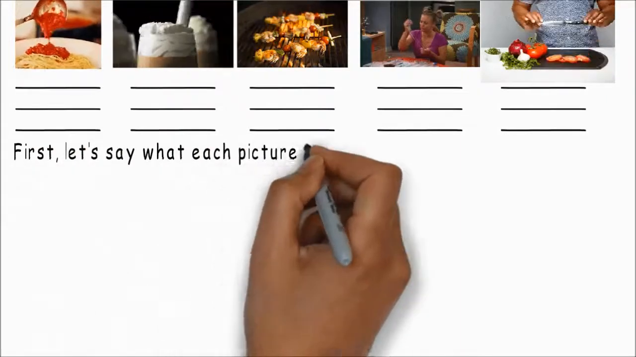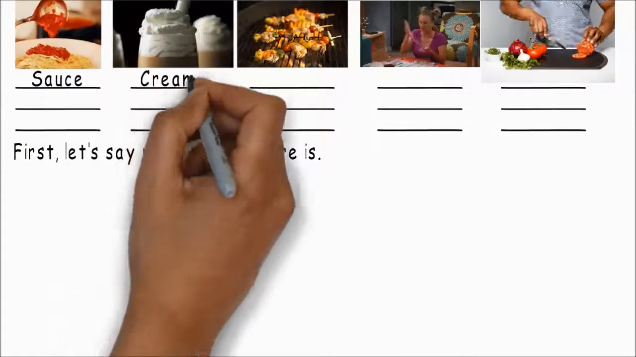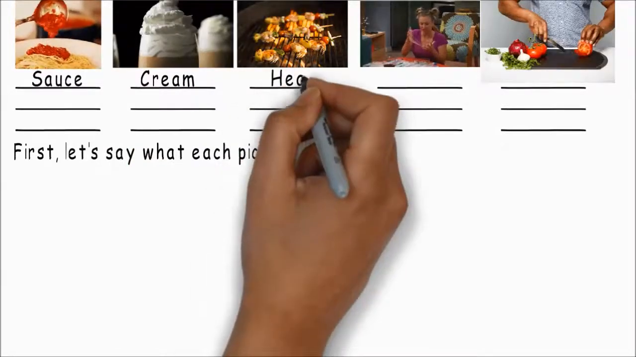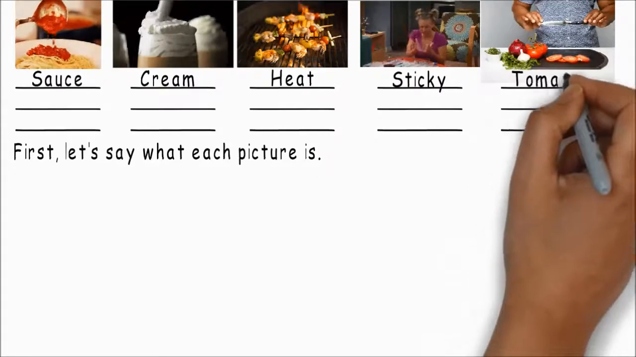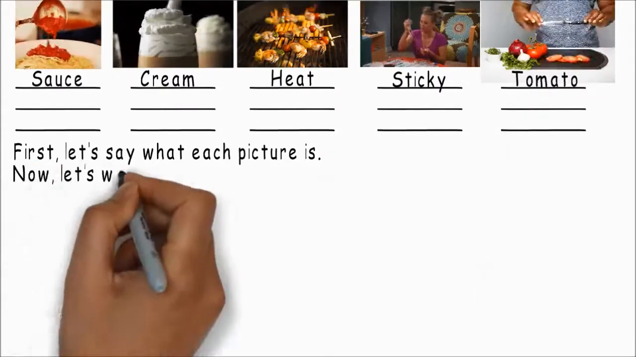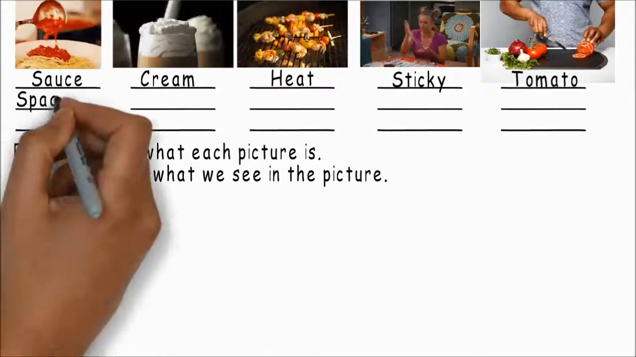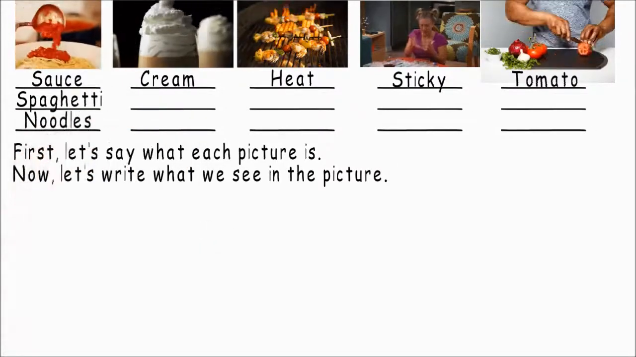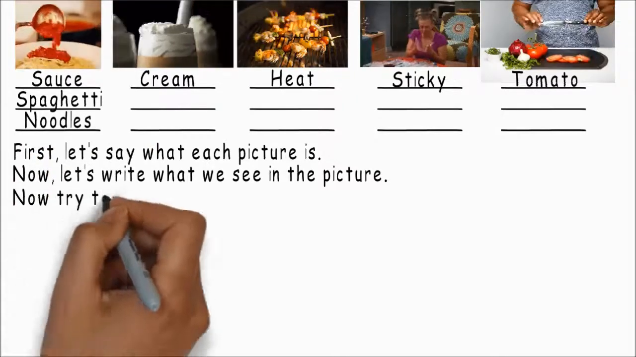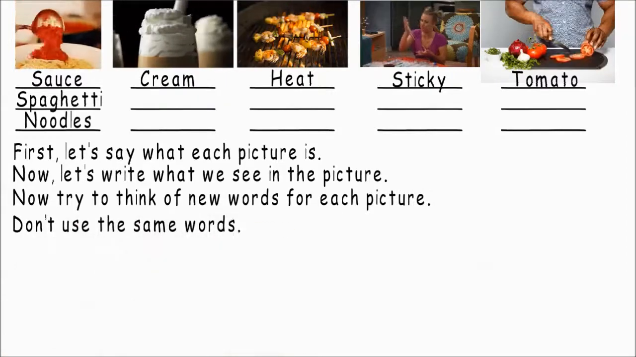First, let's say what each picture is. Sauce, cream, heat, sticky, tomato. Now, let's write what we see in the picture. Spaghetti, noodles. Now, try to think of new words for each picture. Don't use the same words.